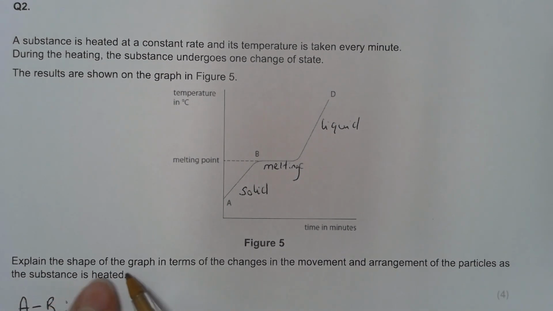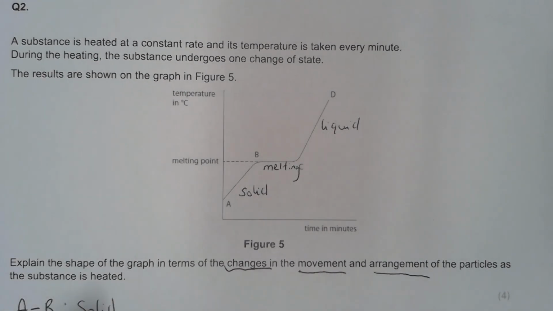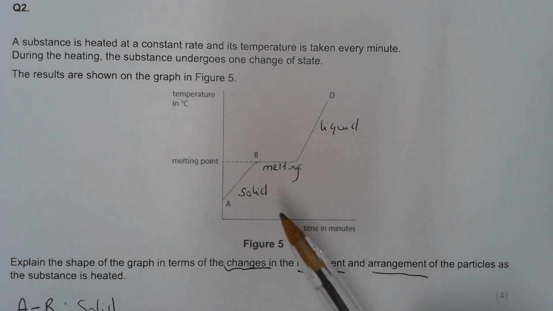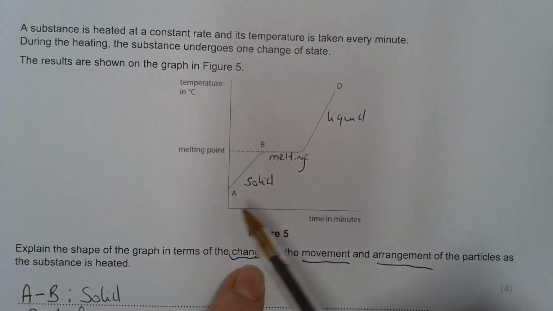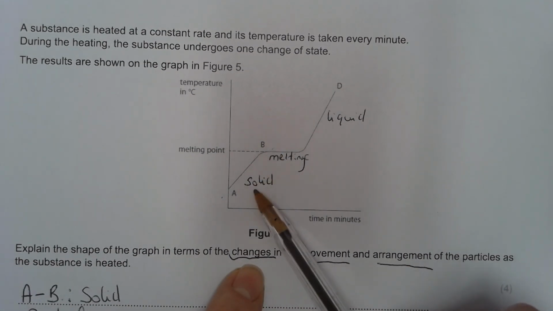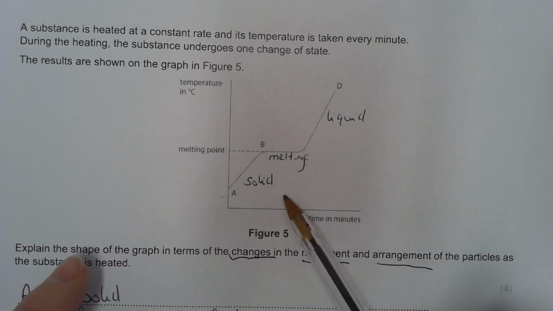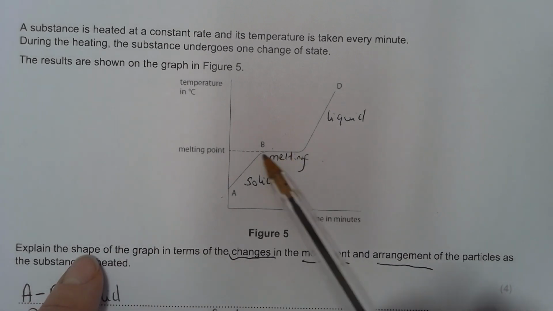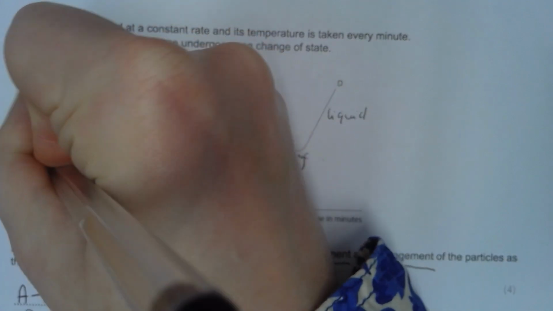And you're asked to explain the shape of the graph in terms of the changes in the movement. So you're looking at changes in movement and arrangement of particles as the substance is heated. So a lot of you will know this information, just talking about how particles can move and how they're arranged in a solid and a liquid. But the important part here is changes. As you are heating that solid, how are the particles starting to change? And specifically, you need to know what's happening here between B and C. And because they're asking about the shape of the graph, you're going to need to explain why that graph is flat. All right, so between A and B, we said it was a solid. Hopefully you know that in a solid, the particles are arranged in nice, neat rows.